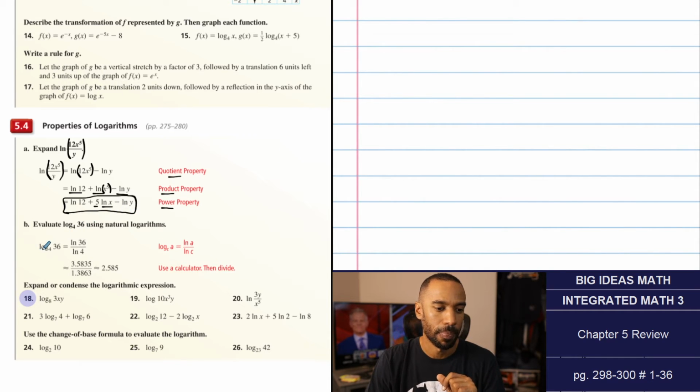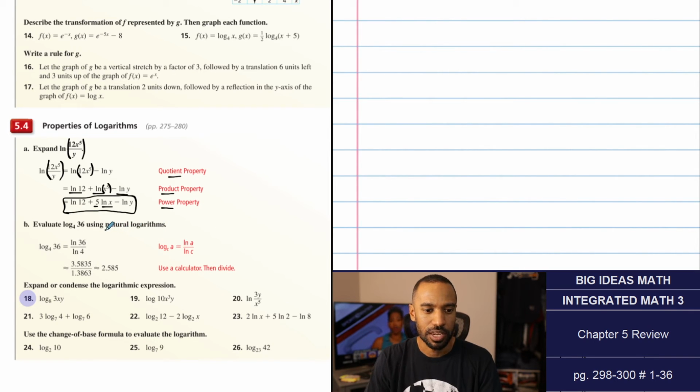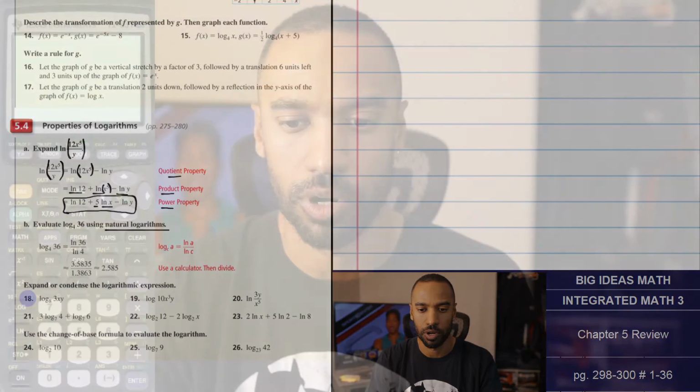Change of base formula takes the log of the thing you're taking the log of, like log of 36, and dividing it by the log of the base. So log of 36 divided by log of 4. They said use natural logarithms, so you could take natural log of 36 divided by natural log of 4. You'll get the same answer as you would get if you took log of 36 over log of 4. To remind you, your calculator has these two functions. They have log here, and they have natural log here. Log is common log, that is base 10. So they did natural log of 36 over natural log of 4.